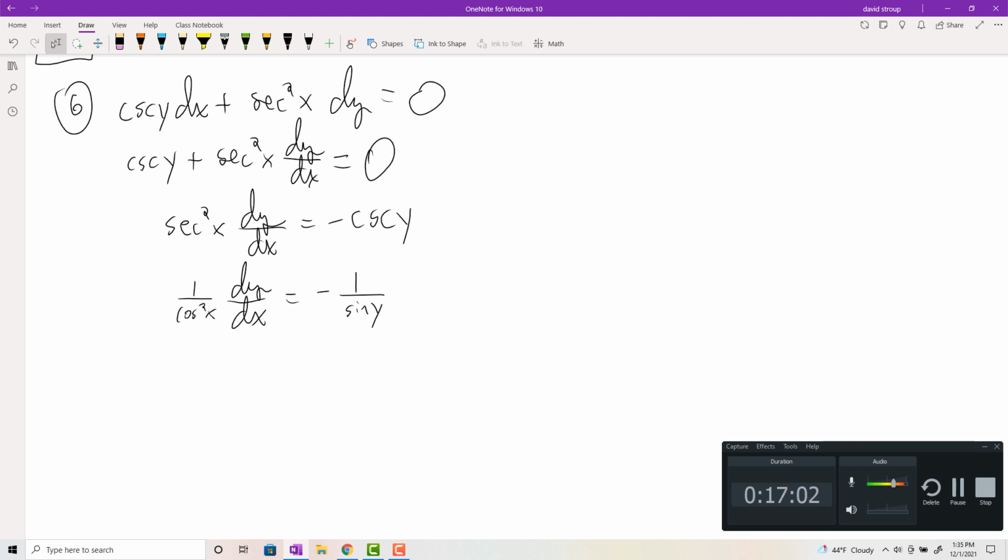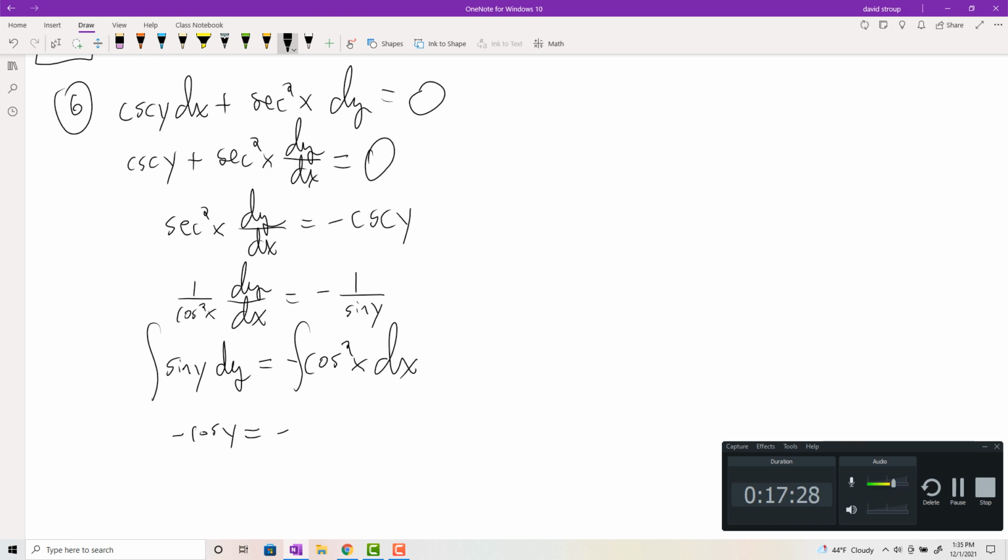I need to get the y stuff on one side, so I'm going to multiply both sides by sine y. I'll leave all the constants on the right. I'm going to multiply both sides by cosine squared, multiply both sides by dx, and you get sine y dy equals negative cosine squared x dx. Okay, I'm going to integrate both sides. So over on the left, I get negative cosine y.